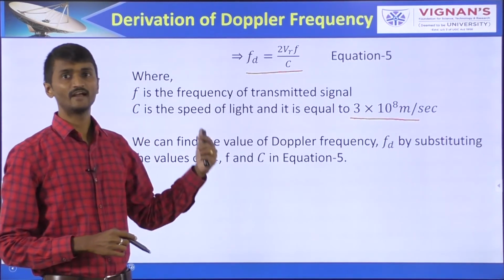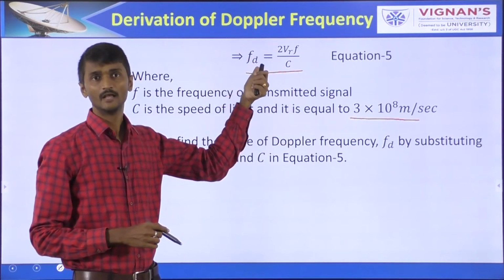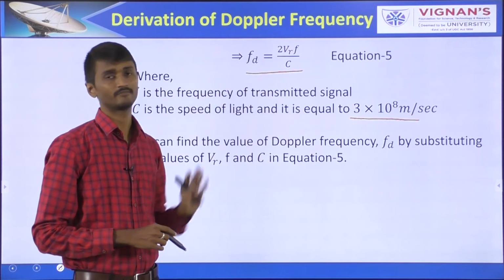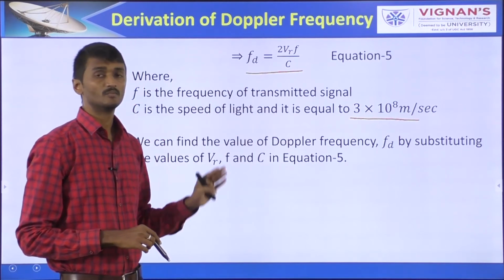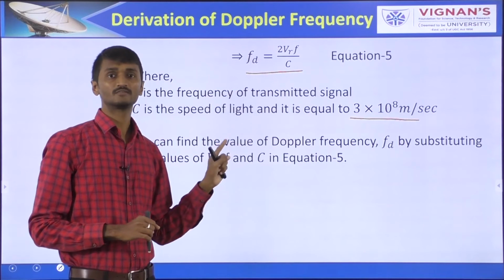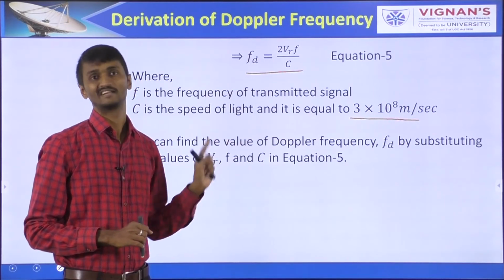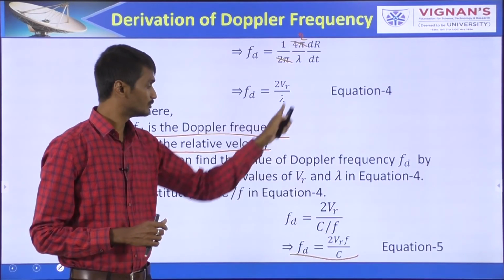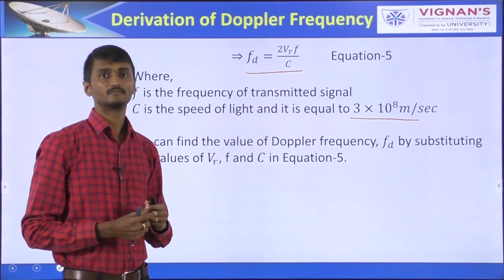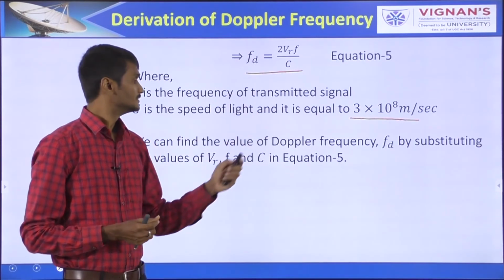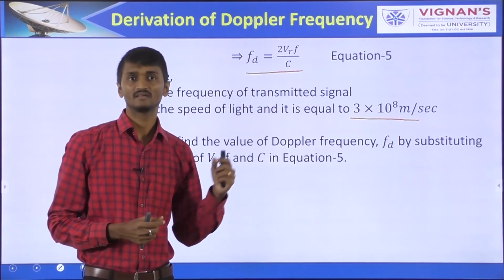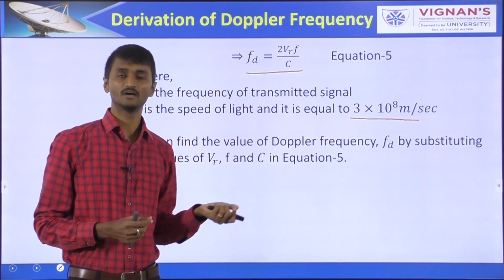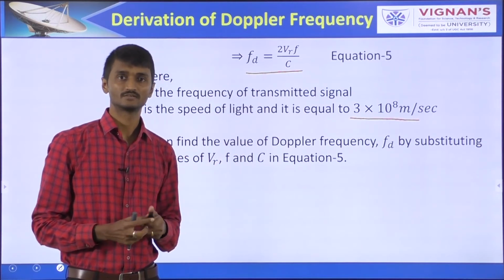Okay, so we can find the value of Doppler frequency by substituting the values of vr, f and c in equation 5. Note here, both equation 4 and equation 5 show the formula of Doppler frequency. So we can use either equation 4 or equation 5 for finding the Doppler frequency based upon the given data, right?